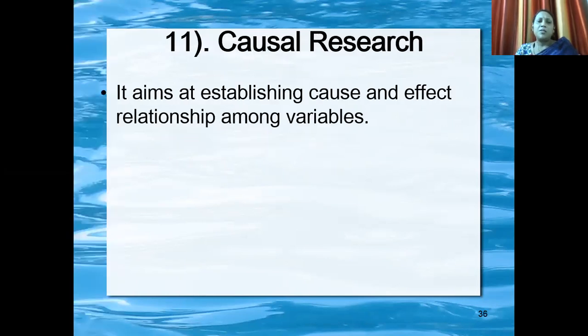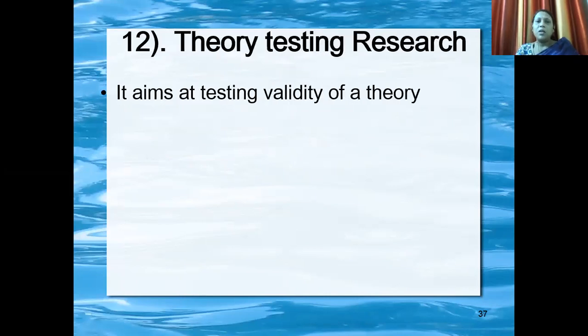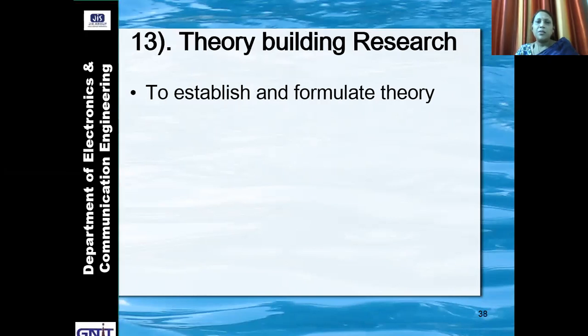Now, causal research. Causal research aims at establishing a cause and effect relationship among variables. Why has this happened? What is the cause behind it? And what is the effect of it? So this is the causal research. Next is theory testing research. It aims at testing the validity of a theory. So you have a theory, say Einstein's theory. Now you have to validate this theory. That is theory testing research.